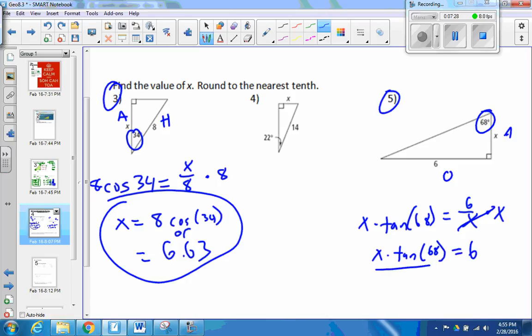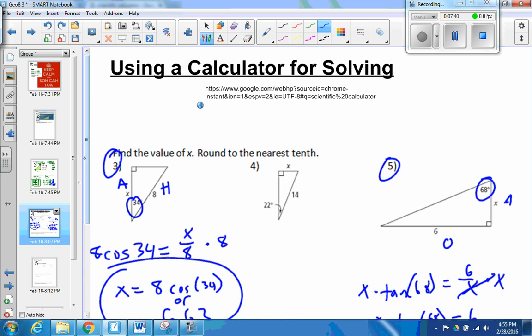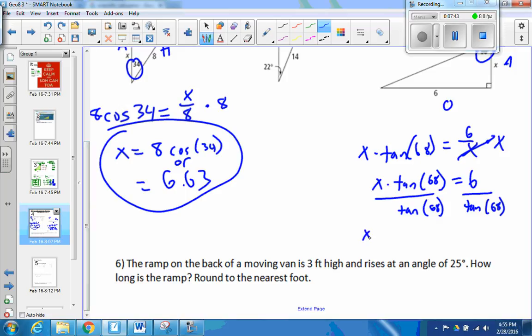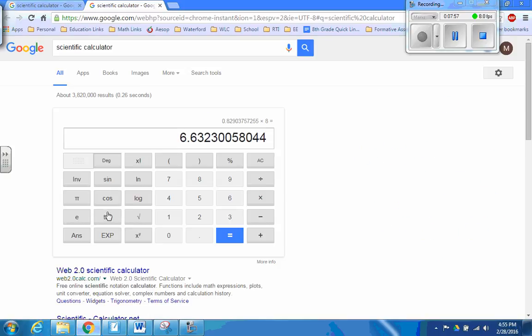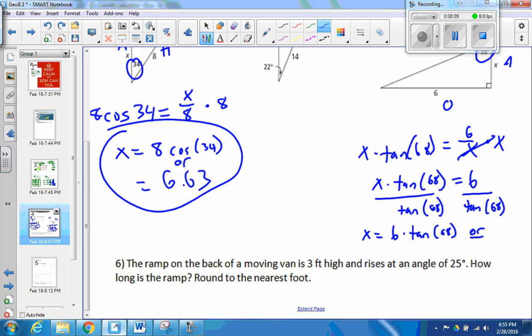Now we're left with x times tangent of 68 equals 6. Now we got to solve for x yet by dividing by the tangent of 68. We just treat that as one term, tangent of 68. So x then is equal to 6 times the tangent of 68. Or if you type that into your calculator, tangent of 68, multiply that by, was it 6? Yep. And I got 14.9 if you round it.